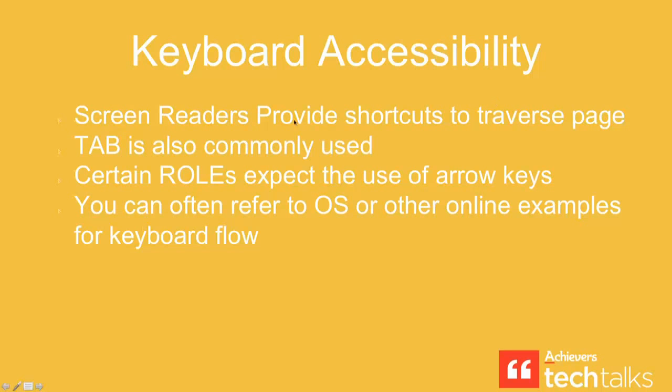Certain roles expect the use of arrow keys. When you move focus onto one, your screen reader will say, use the arrow keys to move around. And that's not copy you have to provide or anything. That comes from the screen reader. So that's something to be aware of. When you're testing out certain roles, try a screen reader because it's going to say something to your user that you should really support. So if it says use the arrow keys, you should probably support the arrow keys.